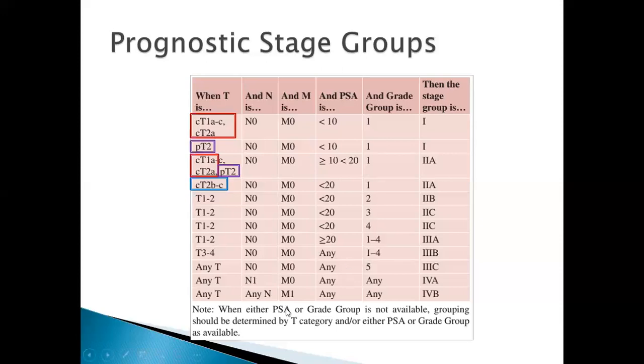So, and then note, when either PSA or grade group is not available, grouping should be determined by T category and/or either PSA or grade group as available, okay? In class, you'll have all that, so it shouldn't be a problem assigning any of the stage groups, all right? So that is how you assign the prognostic stage group.